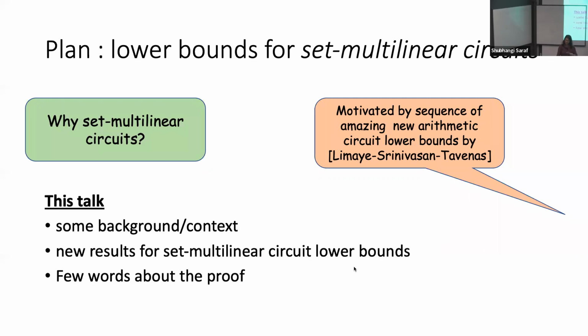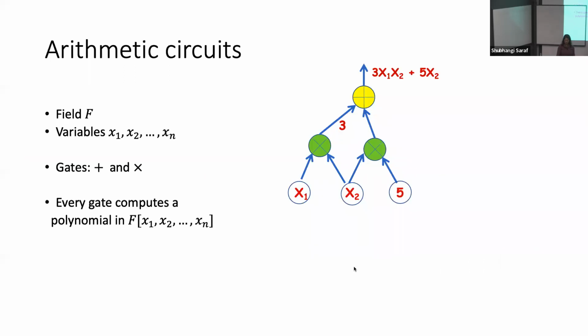So in this talk, I'll give some background and context for these results, and in particular for set-multilinear lower bounds. And I will describe our new results, and I will say a few words about the proof.